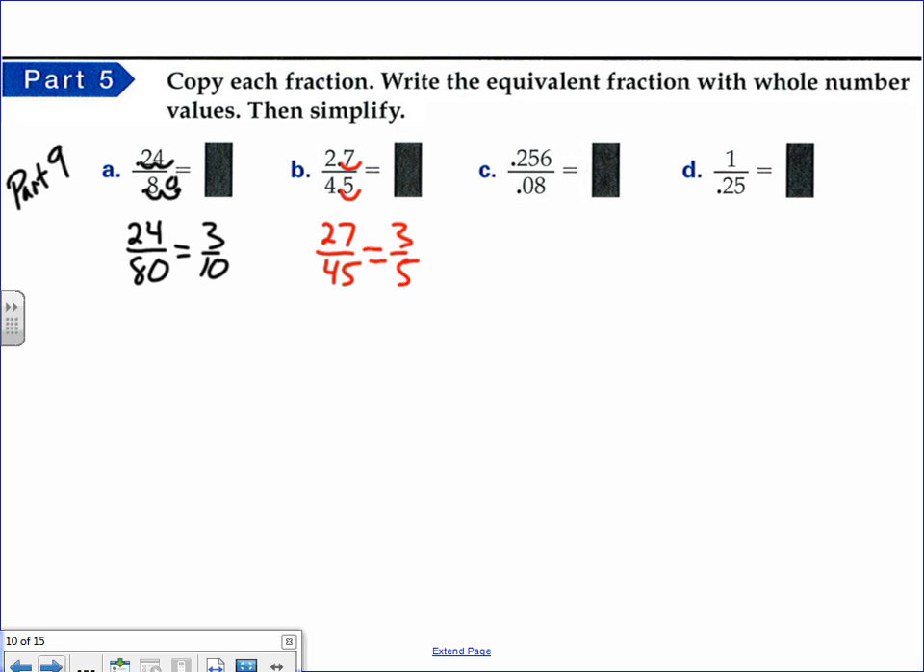Okay, so C, just looking at C here, I'm going to have to move that decimal point 1, 2, 3 times here. If I move it 3 times there, I have to move it 3 times on the bottom. Okay, so you can continue with C and then do D. Pause the video, and then when you're done with those two, you can go ahead and resume the video and go on to reviewing for Part 10.